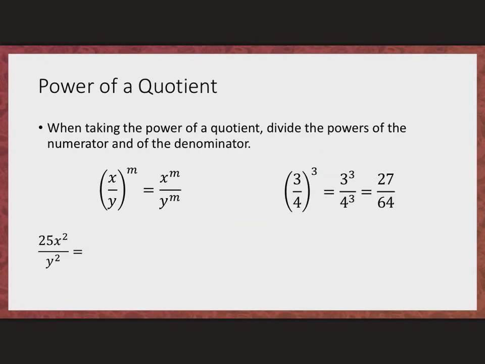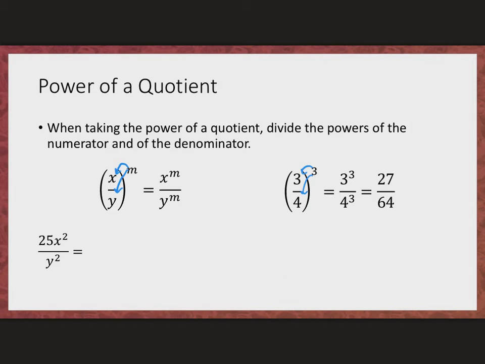The power of a quotient property says that if you are taking the quotient of two numbers, then raising it to a power, you can apply that power directly to the numerator and the denominator and rewrite it that way. You can't just apply it to the numerator or the denominator, you have to apply it to both. So let's see how this looks. Over here we have 3/4 to the third power, and I can rewrite this as 3 to the third over 4 to the third. 3 to the third is 27, and 4 to the third is 64.